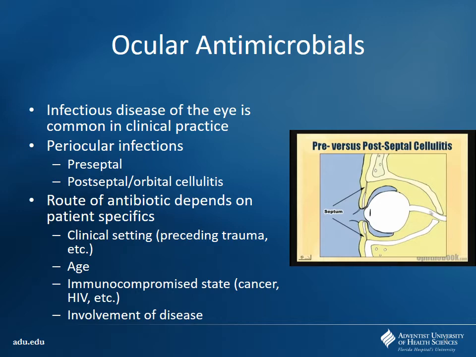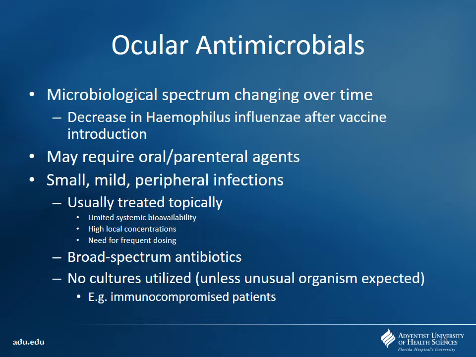That'd be a pretty bad patient to see, but just to give an example. So looking at the microbiological spectrum, you'll see it change over time, especially as different vaccines come about. H-flu certainly has gone down in rate since we've had introduction of the vaccine. And just keep in mind that using topical therapy may not be enough. You may need to use more parenteral therapy or oral therapy.